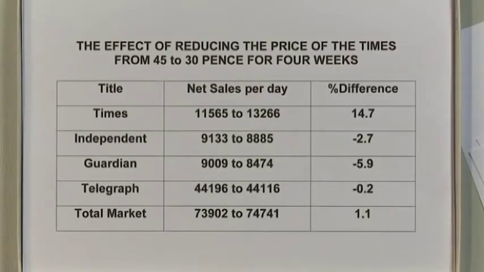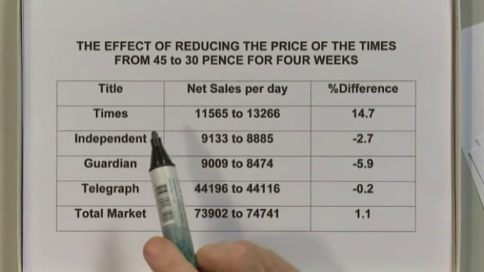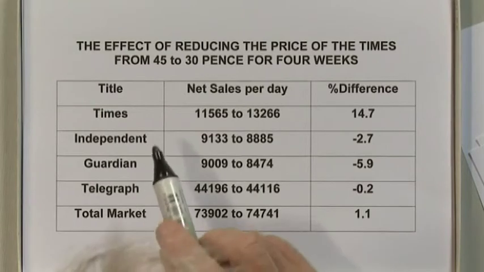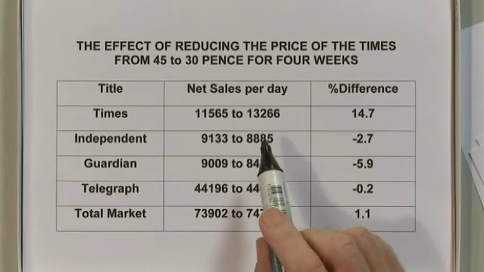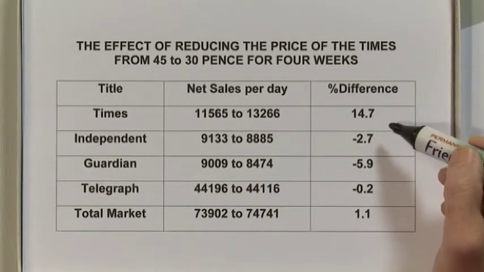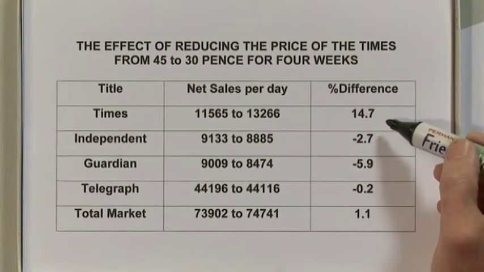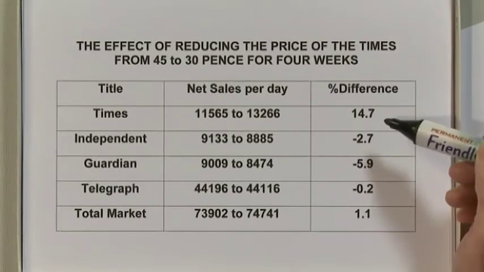Here's the data. In this one area, the Times has just been cut by 33%. The effect on the Times in that month, in that 4-week period, was for 14.7% more copies of the Times to be sold. Not surprising that quantity demanded rose when the price fell.